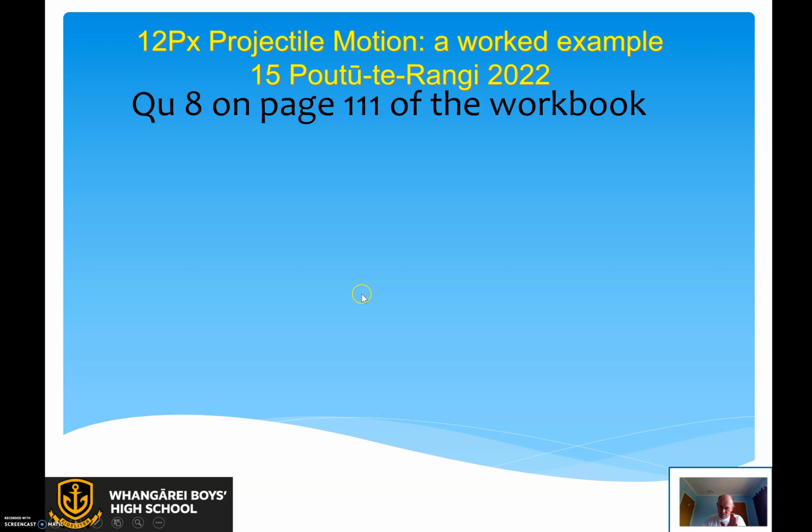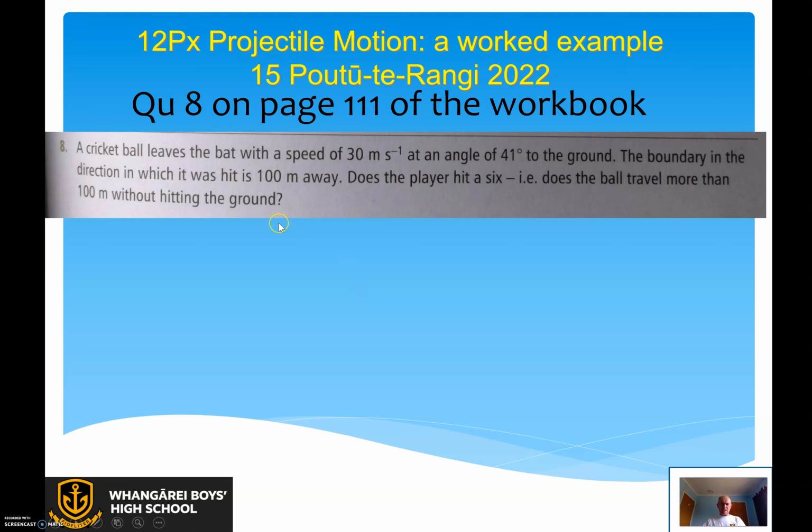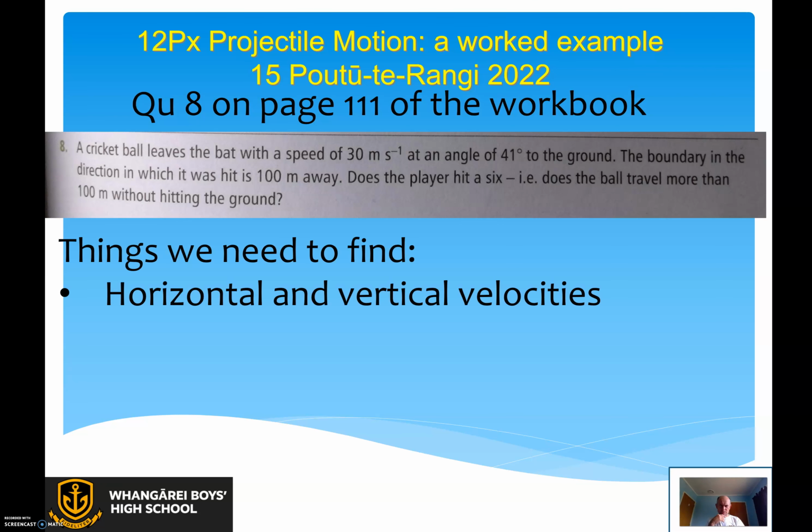And I'd like to look at the example. The question is going to be question 8 on page 111, and this is this one here. A cricket ball leaves the bat with a speed of 30 meters per second, which is about 108 k's, at an angle of 41 to the ground, almost 45. The boundary is 100 meters away. Does the player hit a 6 and get the ball over the boundary? That's what's going on here.